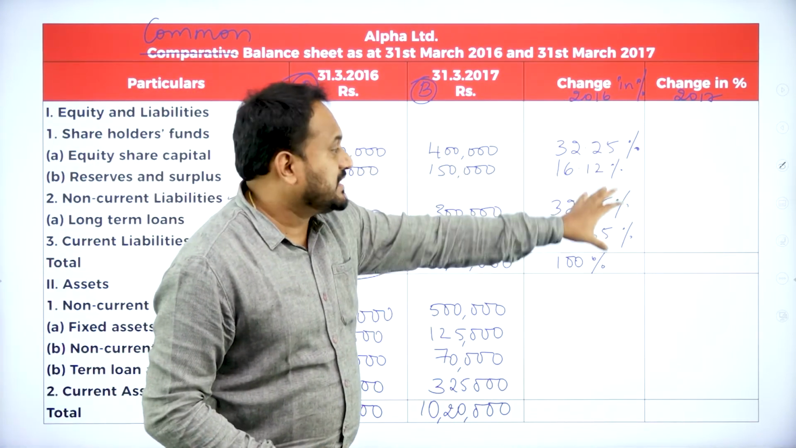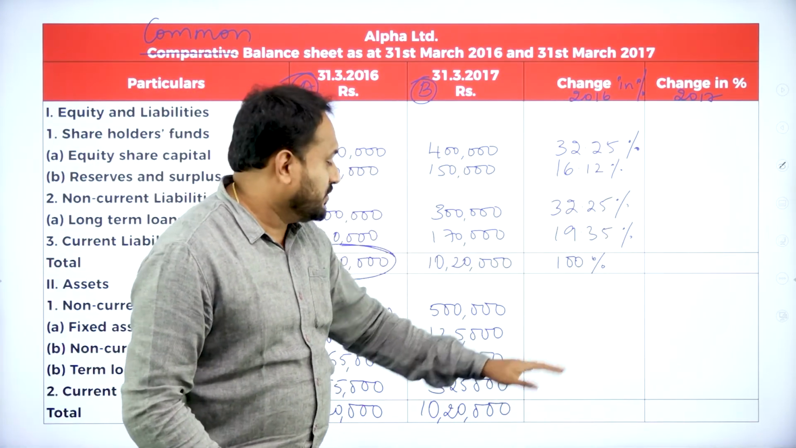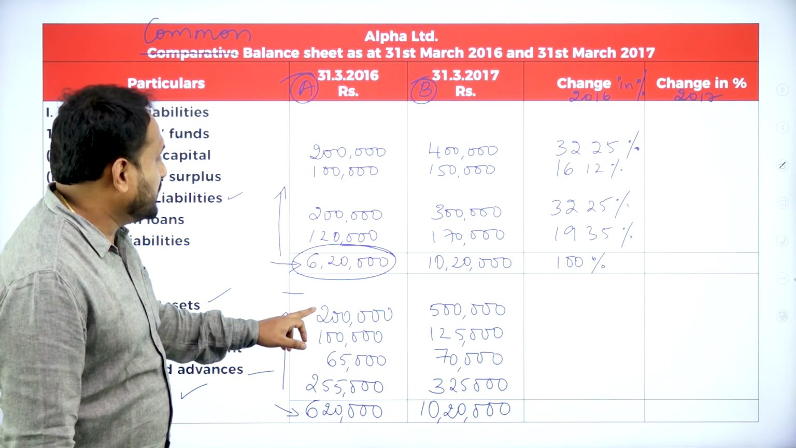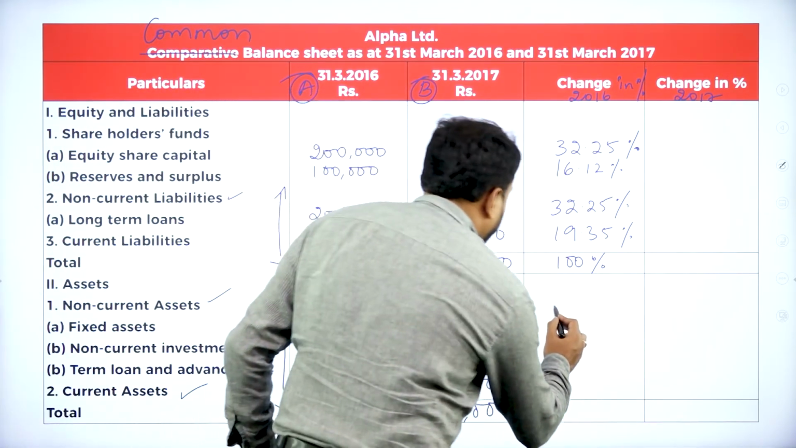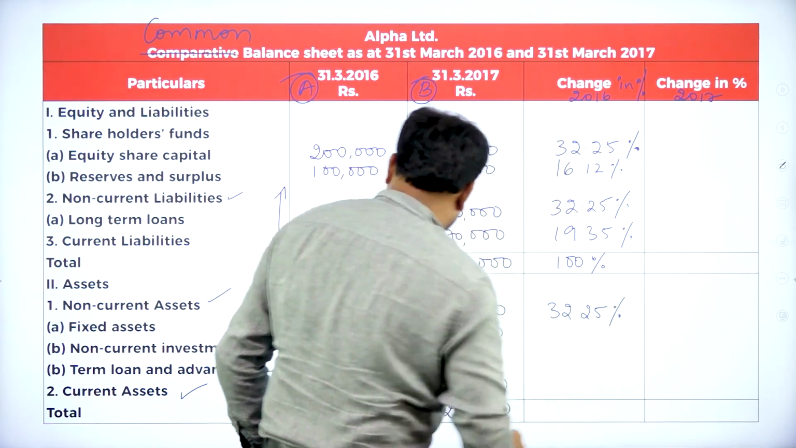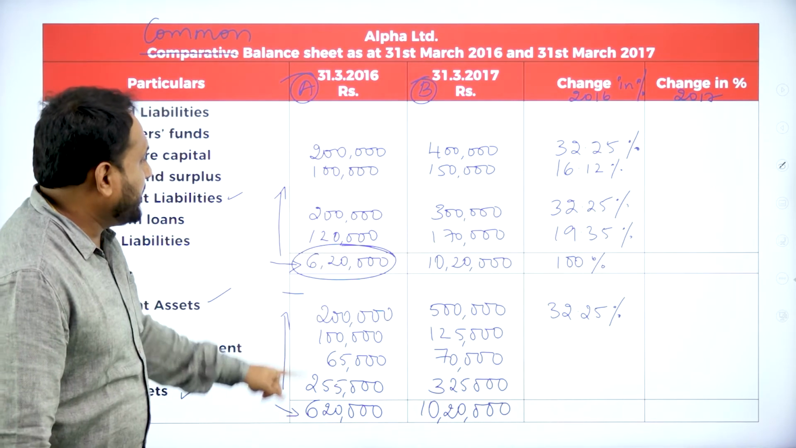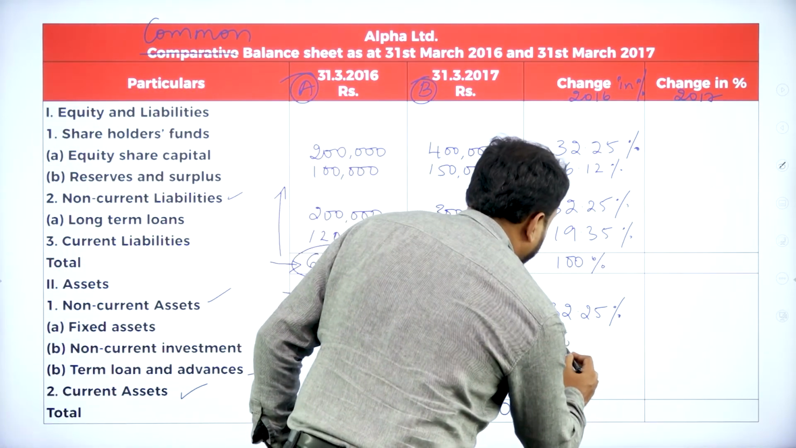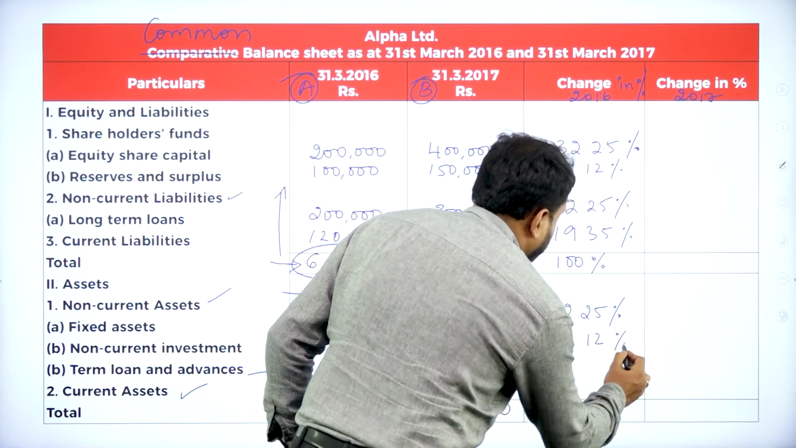change in 2016. The same way, what you should do for 2017 is 2 lakh divided by 6 lakh 20,000. How much is that? 32.25 percentage. Now 1 lakh divided by 6 lakh 20,000 is 16.12, so we write here 16.12 percentage.